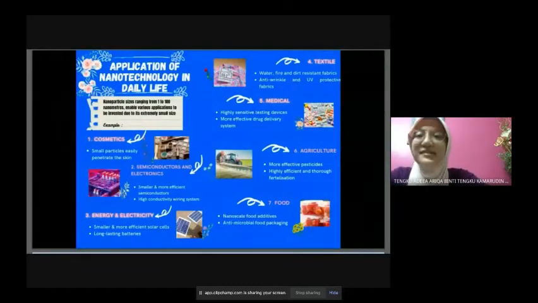So, as we learned before, nanoparticle sizes range from 1 to 100 nanometer, and it is a very small size that enables various applications to be invented. First of all, the most popular is cosmetics, because nanoparticles easily penetrate the skin and provide better UV protection. For example, the sunscreen that we use when going outside.